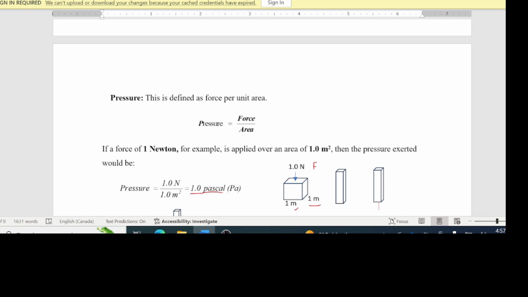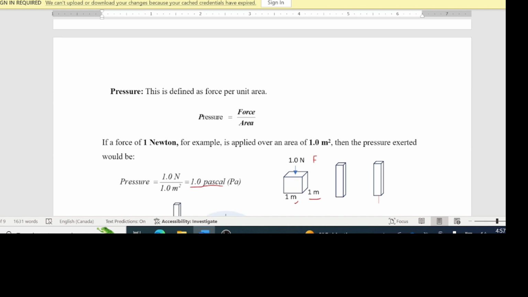Now look at this equation here. What will happen if we keep decreasing the surface area? What will happen if we keep decreasing this value here? From a mathematical point of view, the pressure will increase. So if I had the same 1 Newton here, but look what happened. I'm reducing the surface area on the floor or on the ground. Definitely the ground will feel a higher pressure by virtue of what we are seeing here.